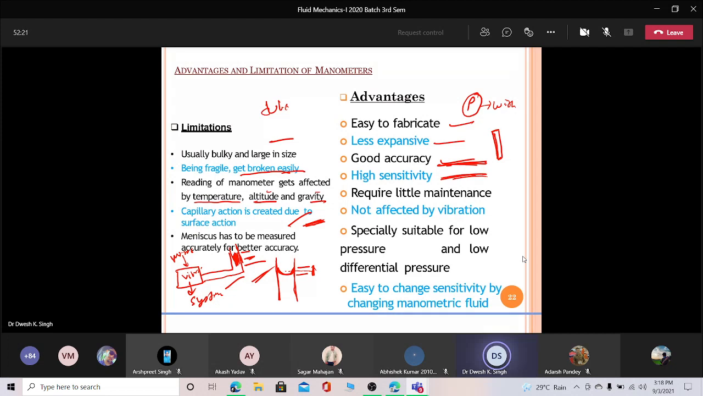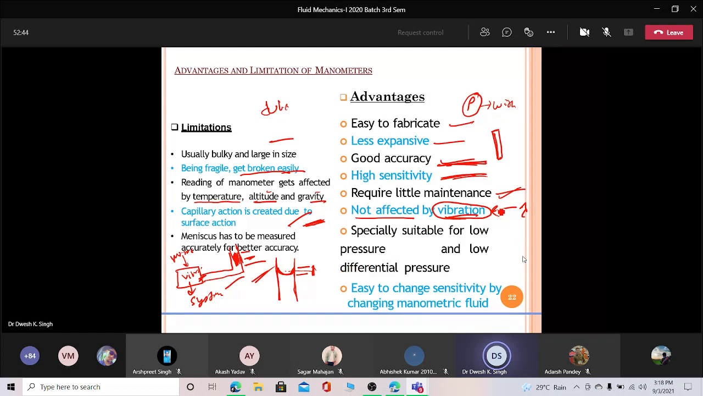So small changes are counted in the tube, so it is sensitive. Yes. Requires little maintenance because it is very easy. And here, it is not affected by vibration. If it is not affected by vibration, here you need to mention that it is, if it is not connected with the system directly.